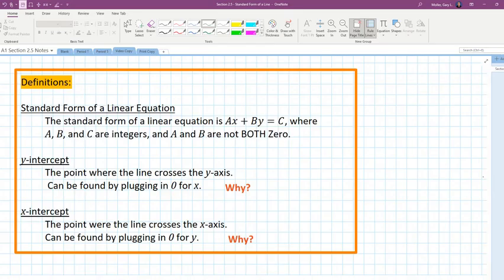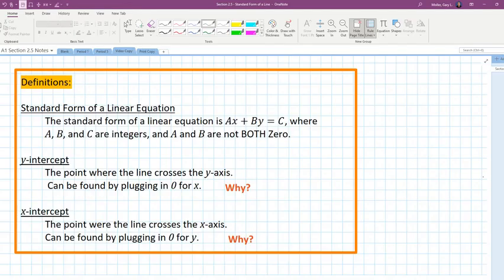The standard form of a linear equation is ax plus by equals c, where a, b, and c are just integers. They're whatever integers they happen to be, as long as a and b are not both 0. Okay, they can't both be 0. One of them can be 0, but not both. All right, and we'll see what that looks like in just a moment.